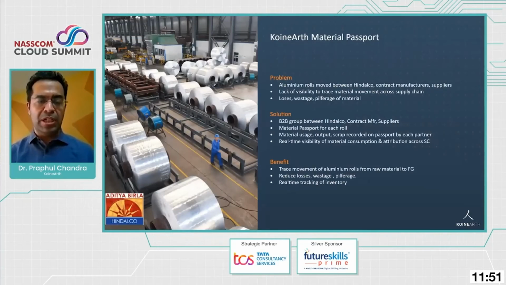Another example that we are working on right now is what we call the material passport. This is with Hindalco, and this allows the passport to be created where the physical asset are the aluminum rolls, right? And the data that is collected in the passport is about, as this aluminum roll moves through a contract manufacturing supply chain, how much of it is consumed by which contract manufacturer, which products are built out of it, how much of it is scrapped, so that you are able to do end-to-end tracking of this aluminum roll to avoid wastage in the supply chain.